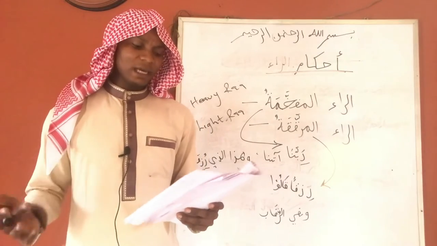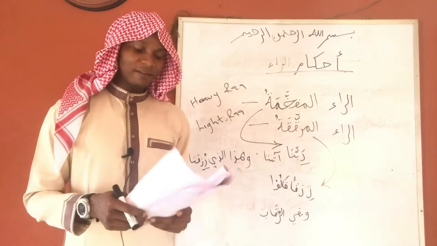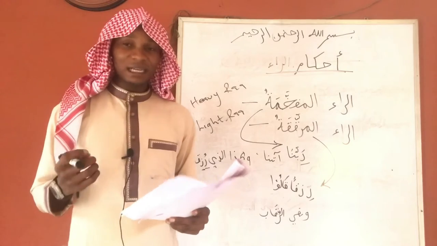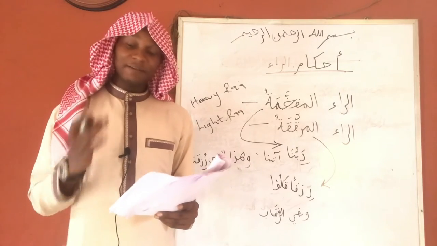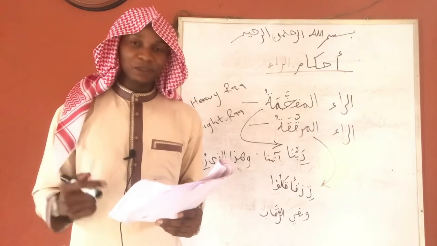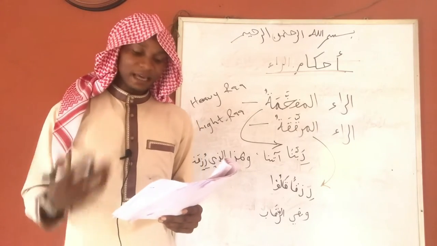Another way that you can pronounce Ra heavily is when the Ra is having sukun, and what is coming before the Ra is either fatha or dhamma. So you have to pronounce the Ra heavily.